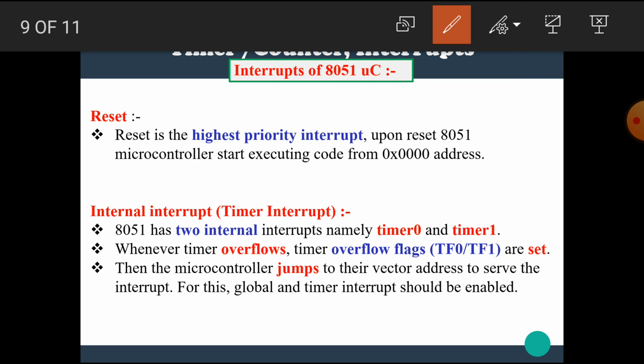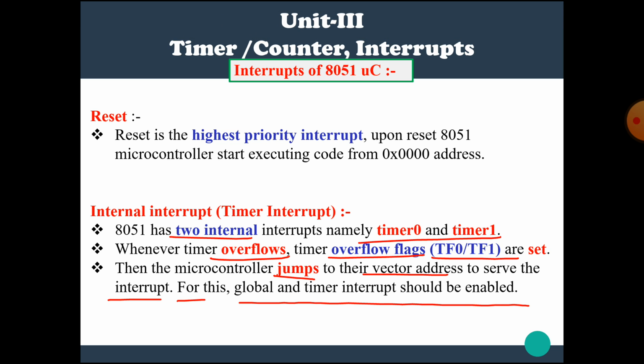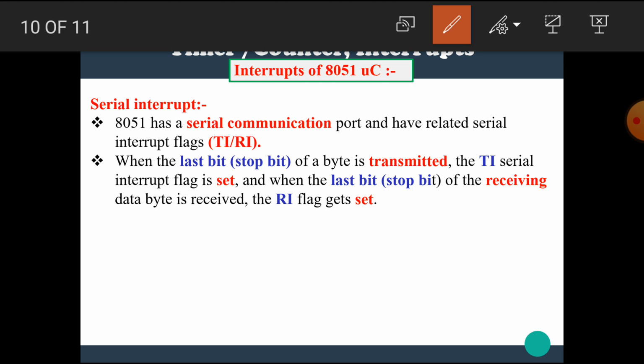The 8051 microcontroller has two internal interrupts, namely timer 0 and timer 1. Whenever a timer overflows, the timer overflow flags TF0 and TF1 are set. Then the microcontroller jumps to their vector addresses to serve the interrupt. For this, global and timer interrupts should be enabled. Then let's see the serial interrupt.